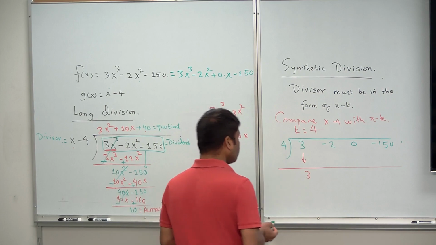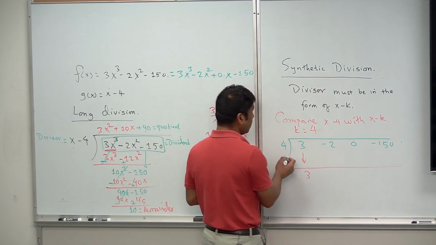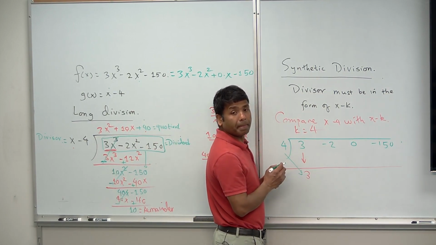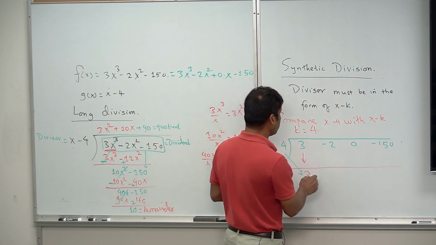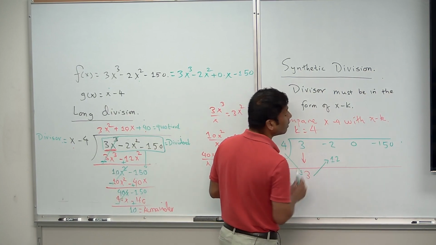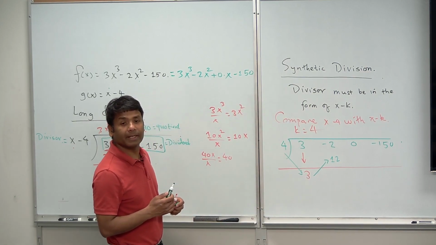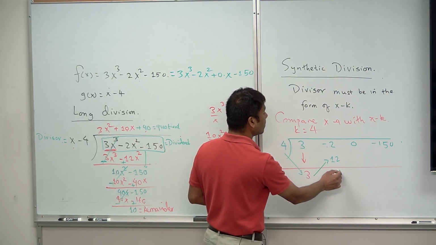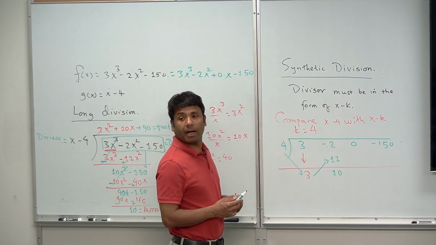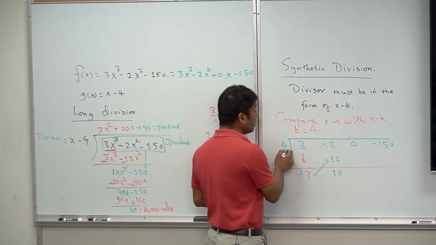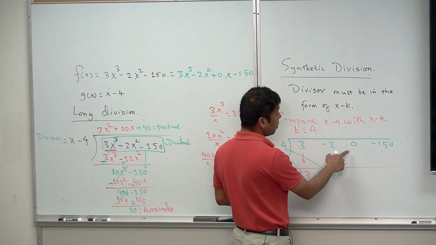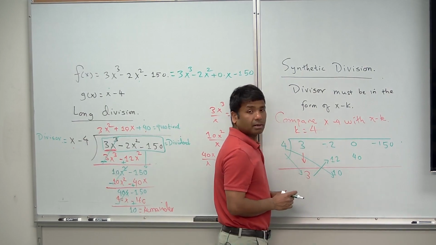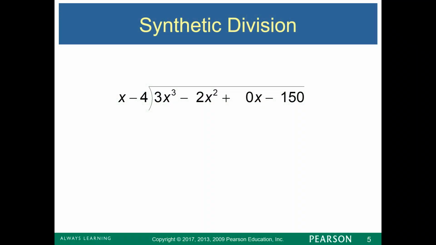Okay? So now you multiply this. 4 times 3. What is 4 times 3? 12. So you write down here. You see that? So -2 plus 12, it's going to be 10. Is that right? And you repeat the same process, like 4 times 10, 40, write down here. So what is 0 plus 40? 40. See that? And then you multiply this.